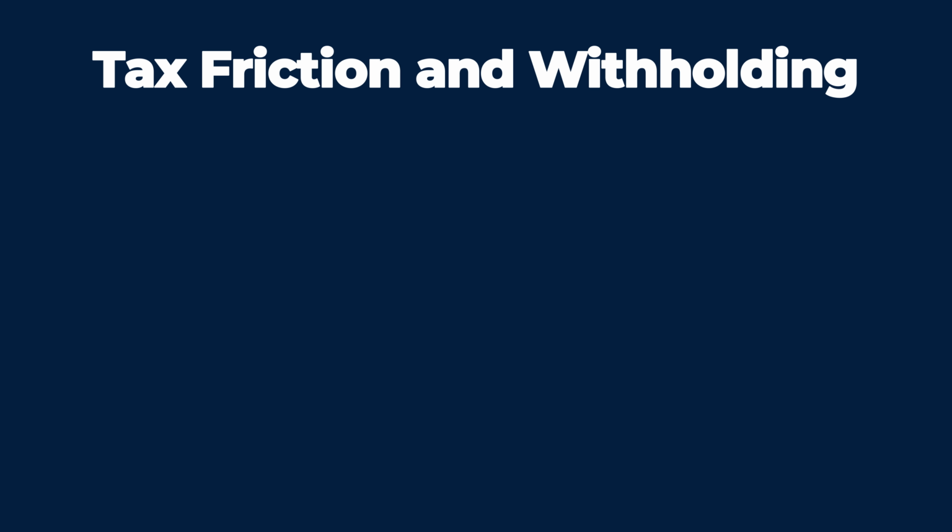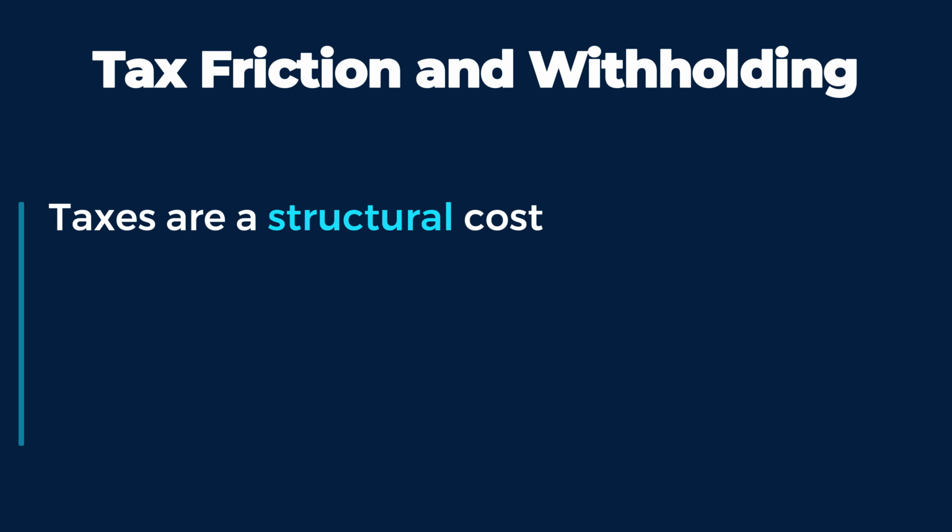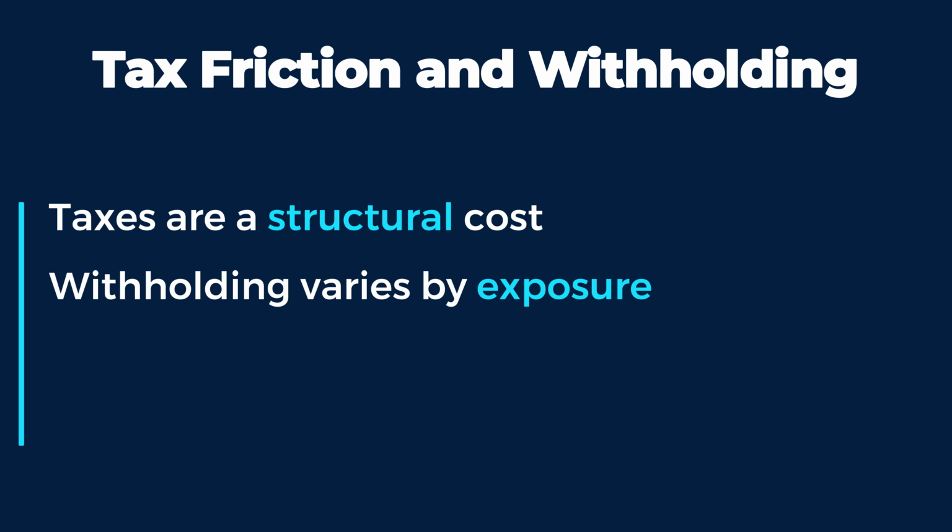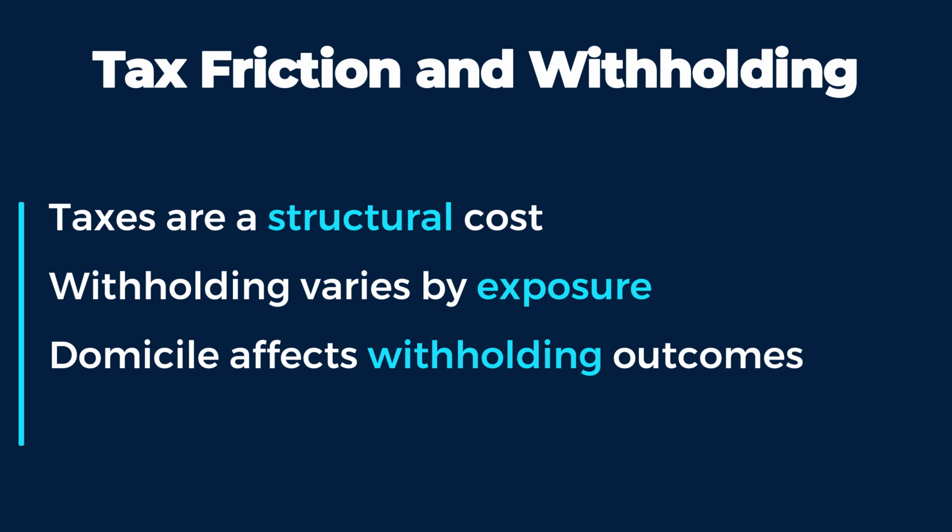Variable 5. Tax friction and cross-border withholding. For taxable accounts, taxes are costs. They're not part of the expense ratio. They can exceed it. ETF structure can reduce capital gains distributions relative to mutual funds, but that does not eliminate tax friction. Dividend yield produces taxable income. International exposures can create withholding taxes. Fund domicile and treaty access can affect withholding outcomes.